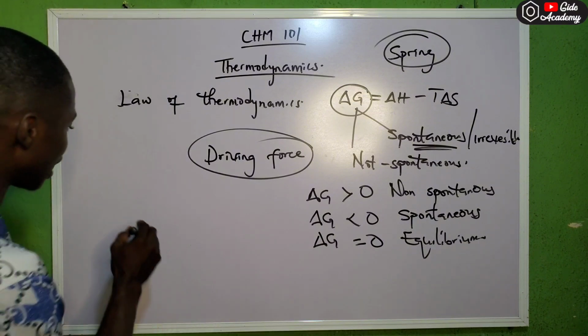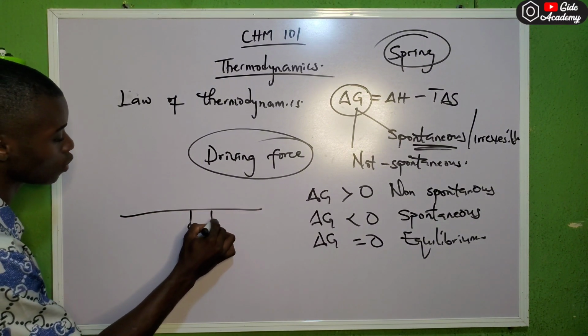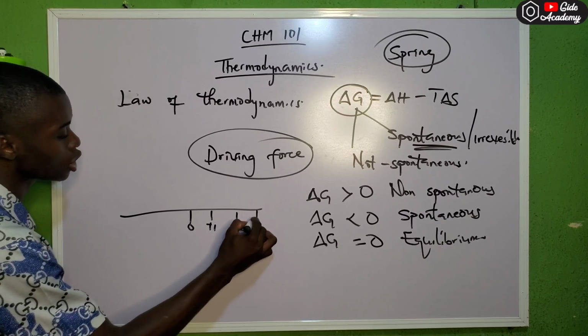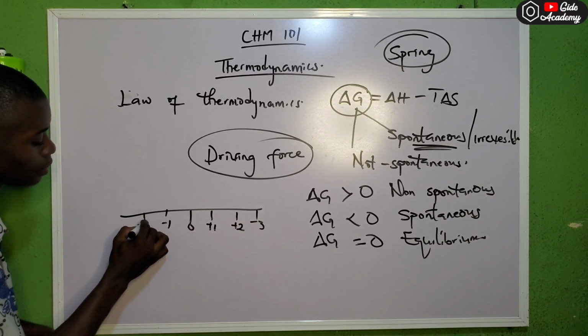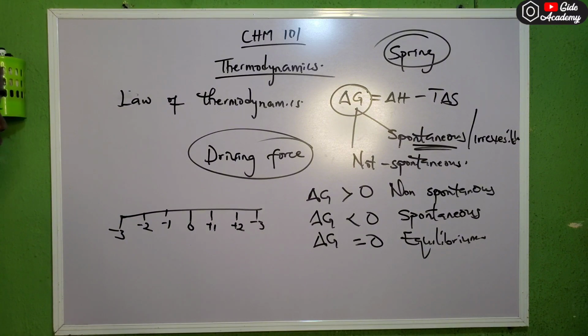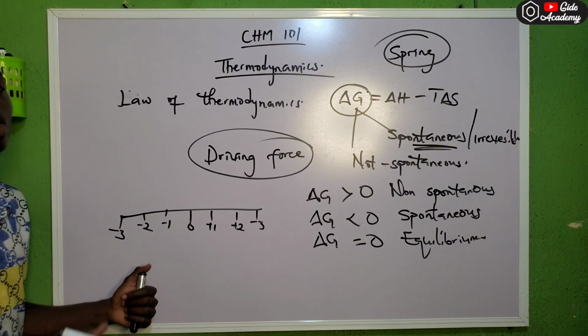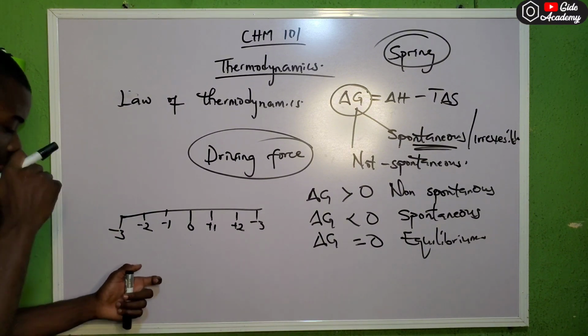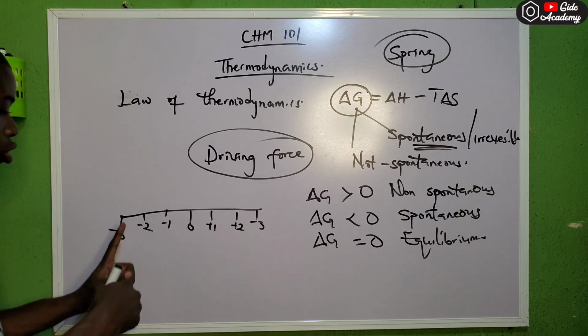So if you look at this range, we have 0 here. Here is +1, here is +2, here is +3, here is -1, here is -2. Let me use this to explain something. Now, if someone tells you that delta G is -2, or the value of delta G is negative, is the reaction spontaneous or non-spontaneous?